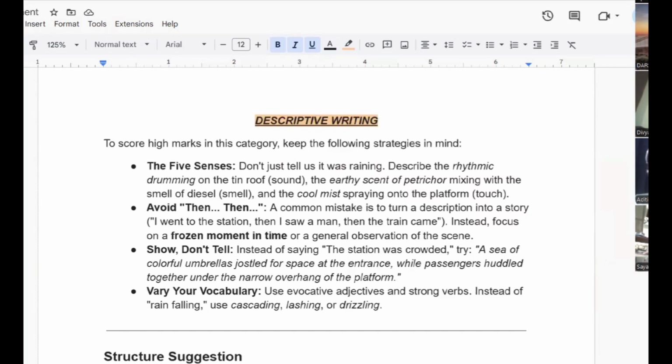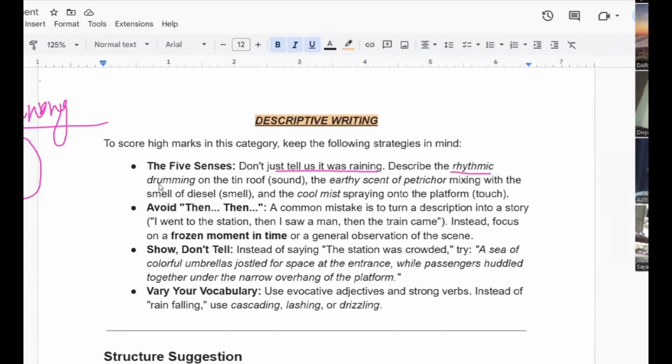Let's quickly recap them. Let's start with the five senses. Five senses means what? We have to use the five senses that we have, right? Don't just tell it was raining, like we discussed the raining scene. We don't just tell our readers that it's raining outside. No, we actually try to use the five senses and make the readers feel it through five senses that oh, it is actually raining.